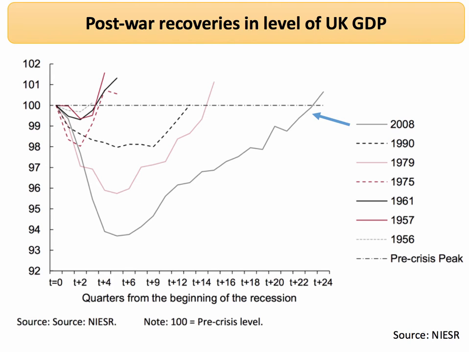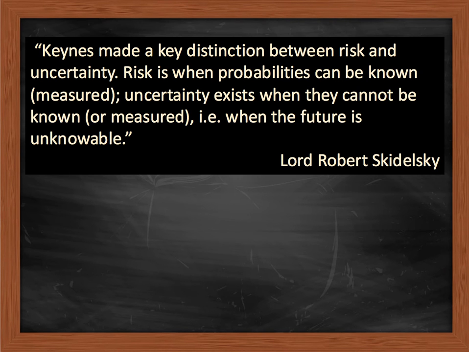And I think Keynesian economics helps us understand a little bit about how that might have been avoided, perhaps, with a slightly different policy mix. Robert Skidelsky is perhaps the preeminent scholar on Keynes, Lord Robert Skidelsky. There are others, but Skidelsky is right up there. Here's a great quote: Keynes made a distinction between risk and uncertainty. So risk is when probabilities can be known and measured.